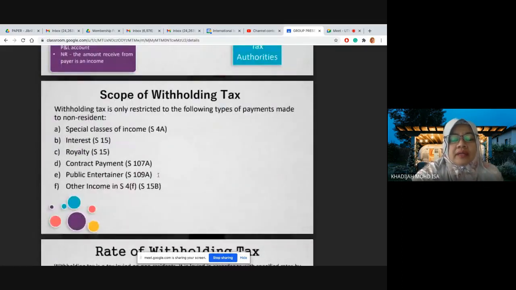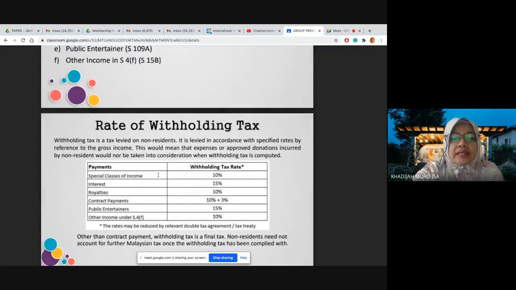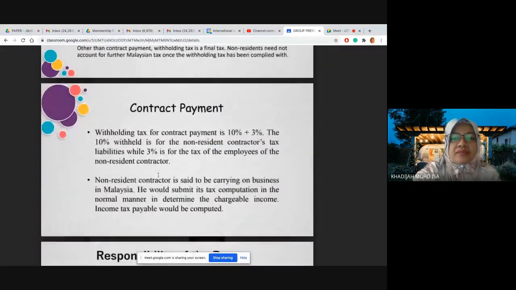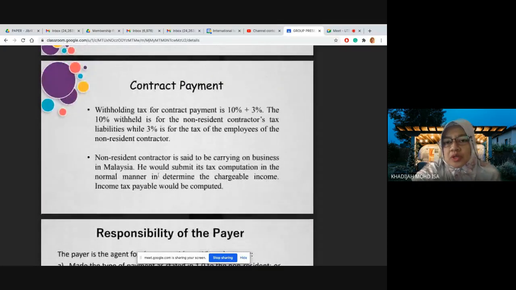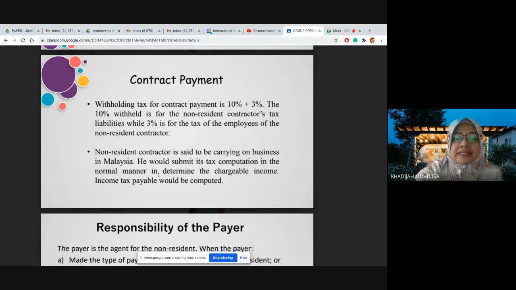As for the scope, you know that not all payments made to non-residents are subject to withholding tax. Only those incomes which are subject to Section 4A, 15, all these things. And the rate, you should know what the rate is, for example. Contract payment is special because it is 10 plus 3%: 10% is on the contract, 3% is on the employees of the contractors.